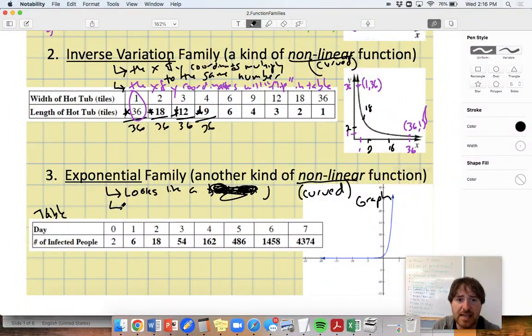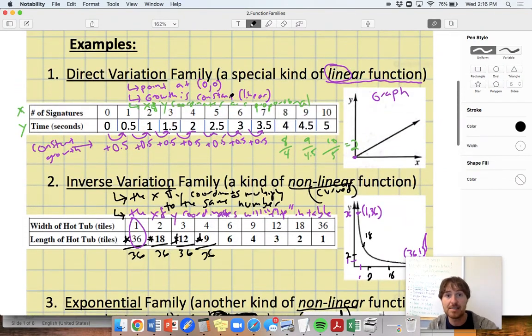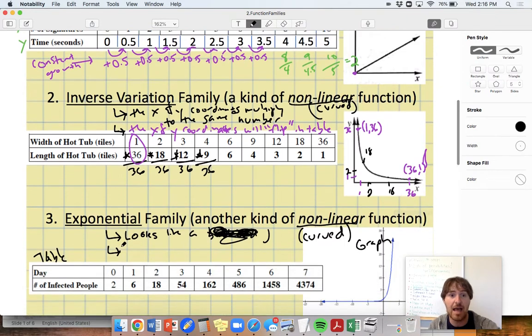I might also say that all my y values are bigger than 0. That's an interesting thing. All y values, at least for this one. Maybe I'll put that here because we're going to study exponential functions later. That will be true for all exponential functions. But it looks like a J. What we might want to say is that growth is not constant. It was constant growth in direct variation. That's why we have a line here.